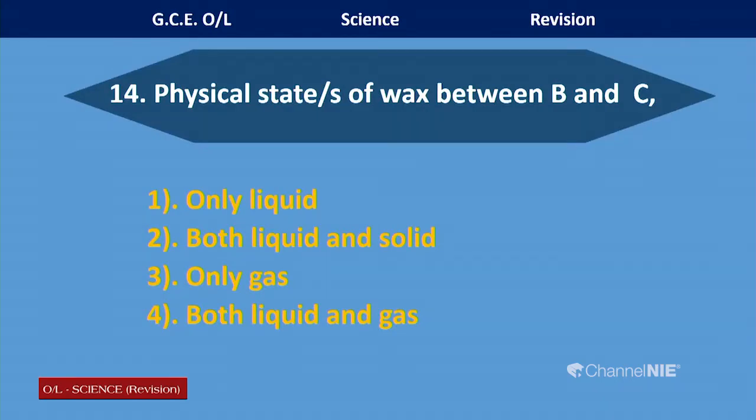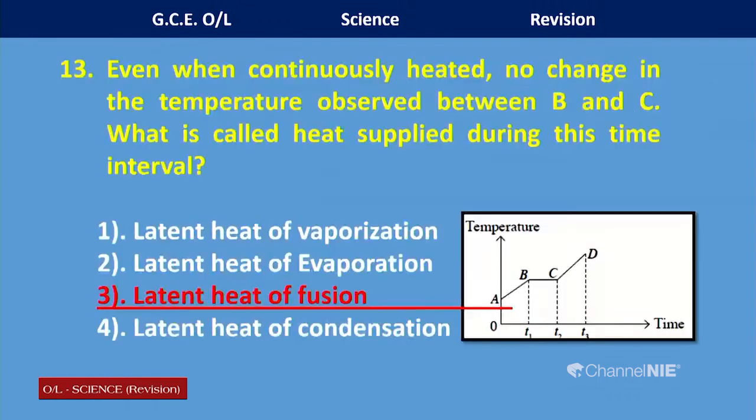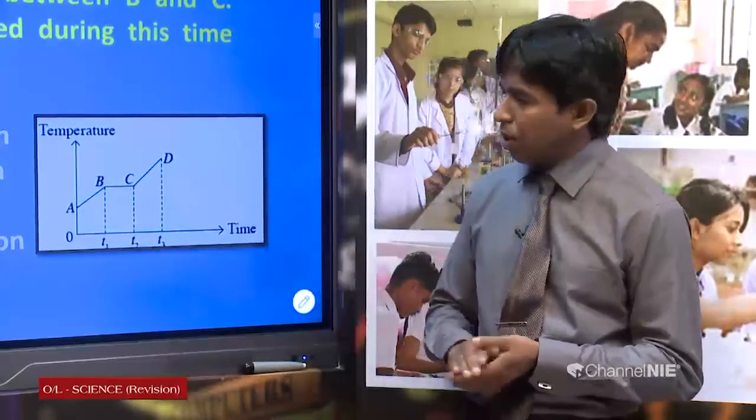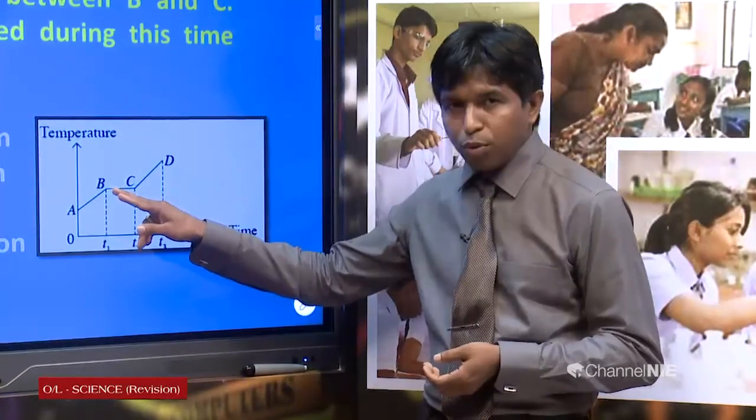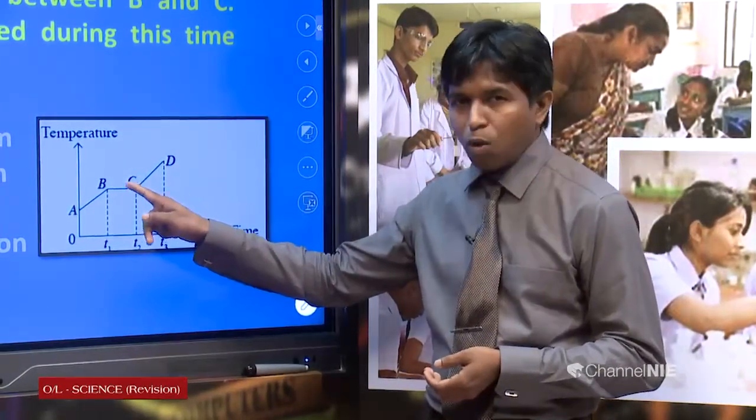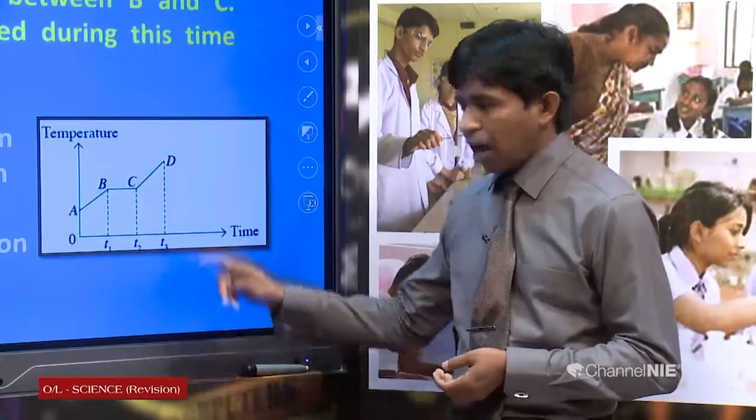Question number 14, physical state of wax between B and C. So, this is again linked with the previous graph. Between B and C, the physical state. So, A to B, solid wax gradually temperature increases.